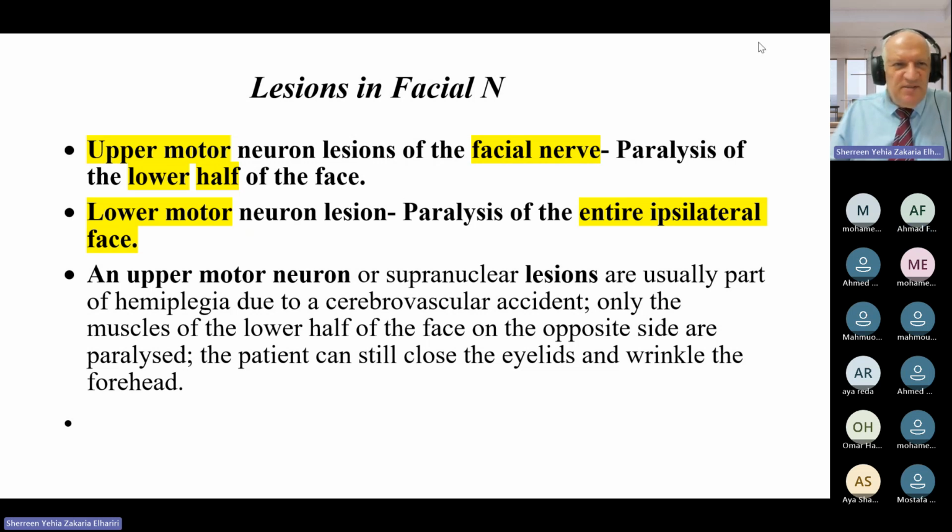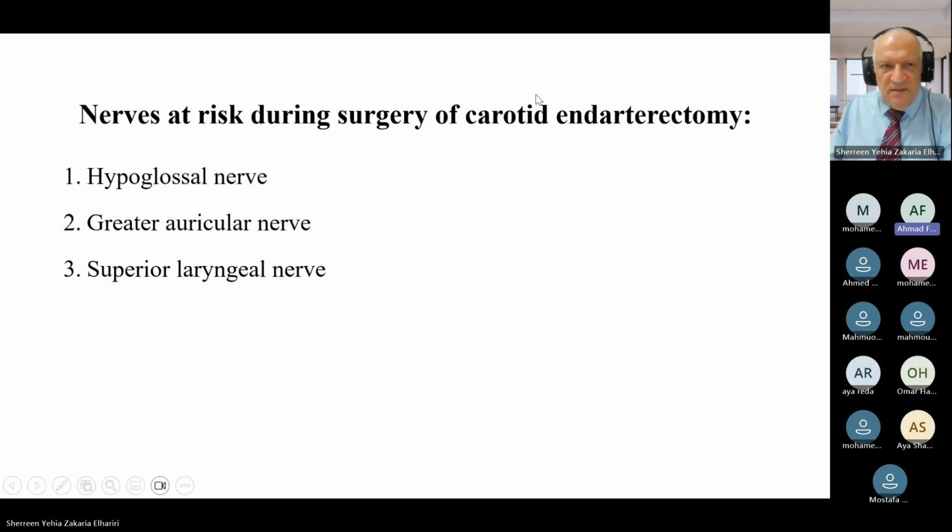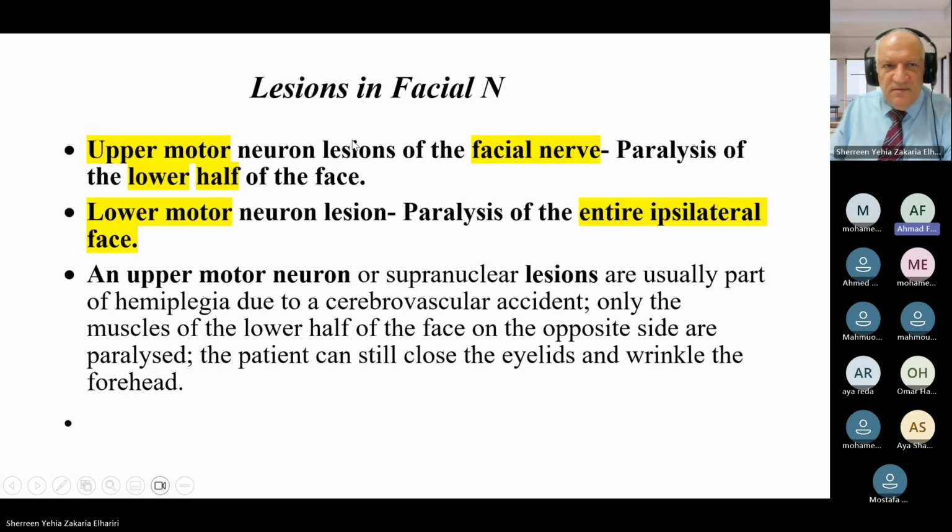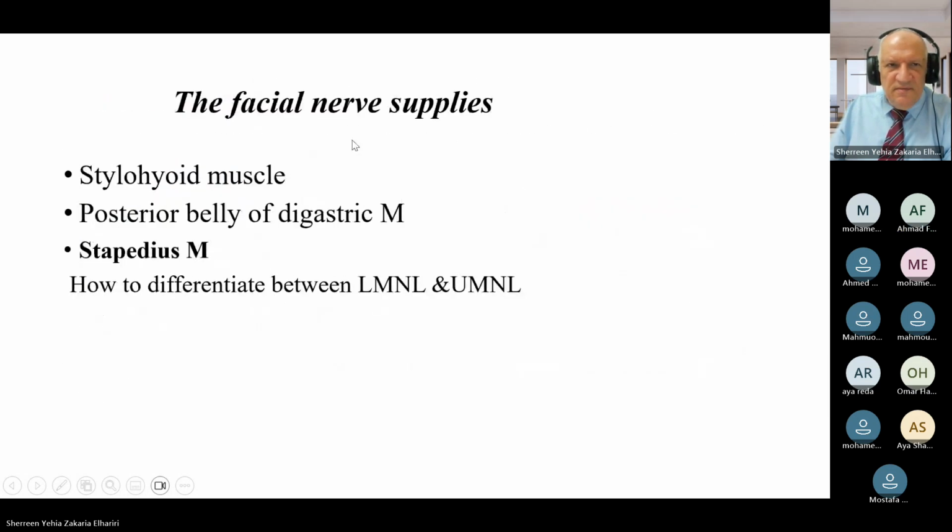What do you expect is the next question after upper and lower motor neuron? Okay, not branches. What are the muscles supplied by the facial nerve? After leaving the facial canal, there is the stylomastoid and the posterior belly of digastric, and in the facial canal the stapedius, and the muscles of facial expression, with 5 terminal branches.